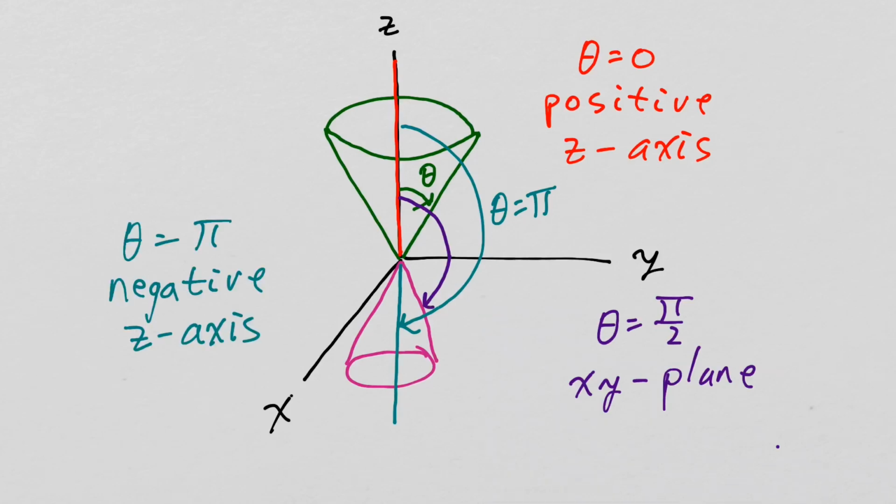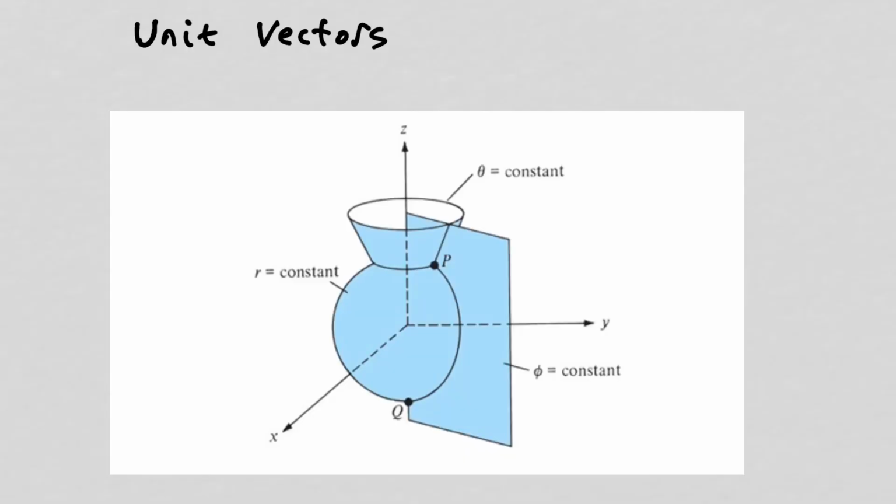Let's now look at the unit vectors in the spherical coordinate system. So the unit vectors point in the direction of increasing component value. If r gets larger, the sphere will be expanding, so the direction of increase is this arrow right here. So that's the unit vector in the r direction. If theta is increasing, then this cone will get broader and broader, so at point P, the direction of increasing theta would be in the direction of the arrow shown here. So that's our unit vector in the theta direction.